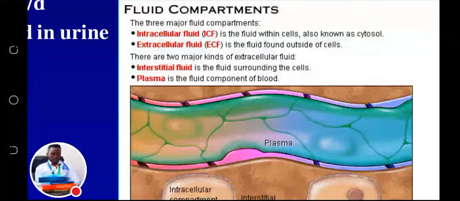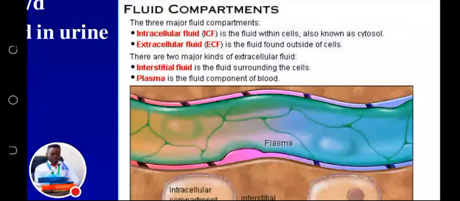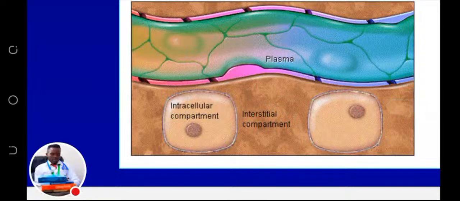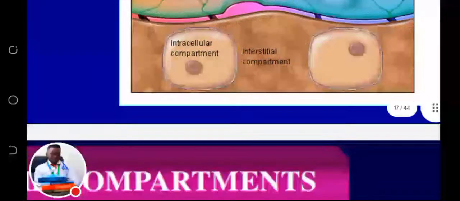And there are two major kinds of extracellular fluid. The first one is the interstitial fluid, that is the fluid surrounding the cells, and the plasma is the fluid component of the blood. So we have the plasma as well as the intracellular compartment and the interstitial compartment.